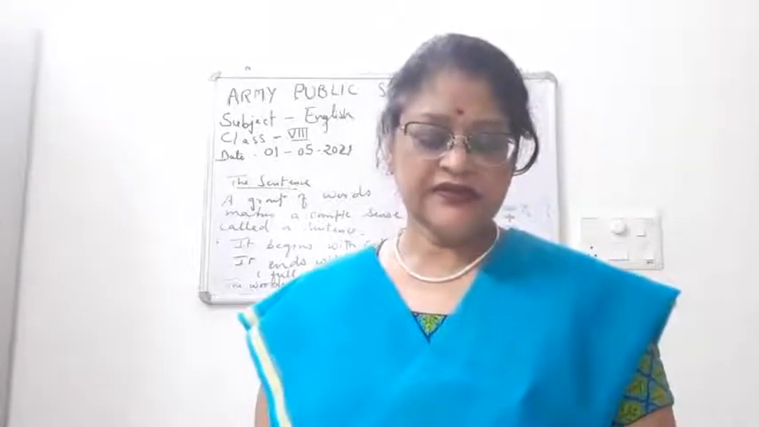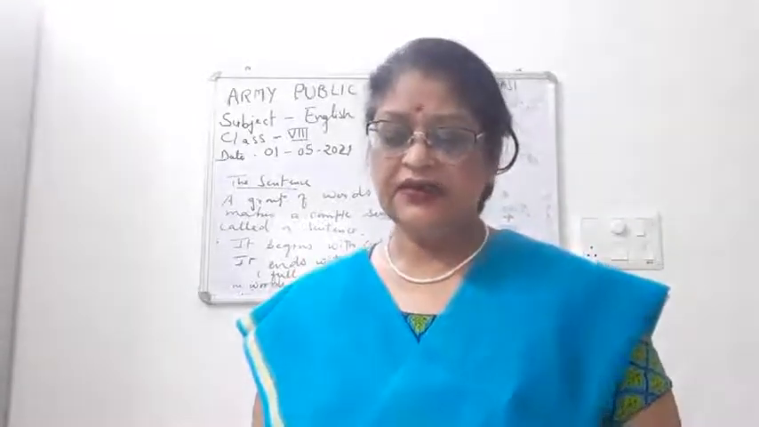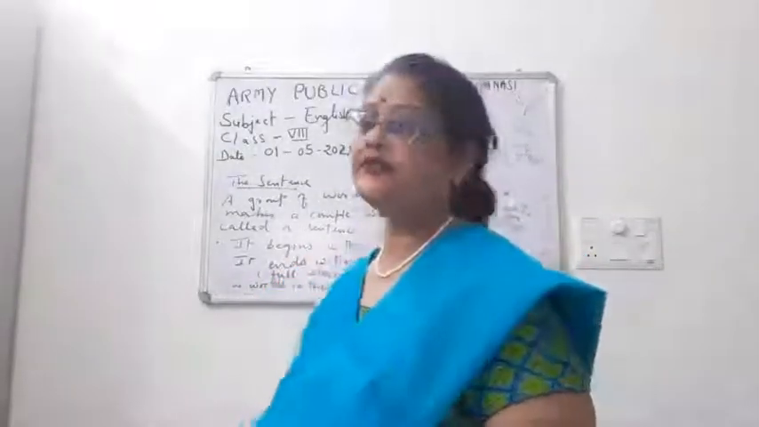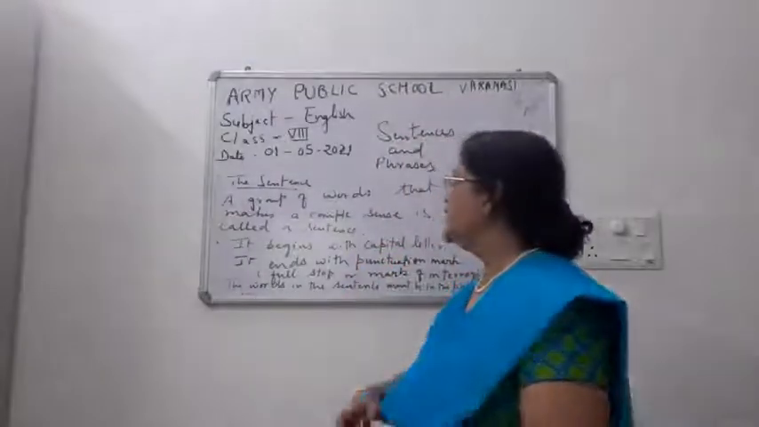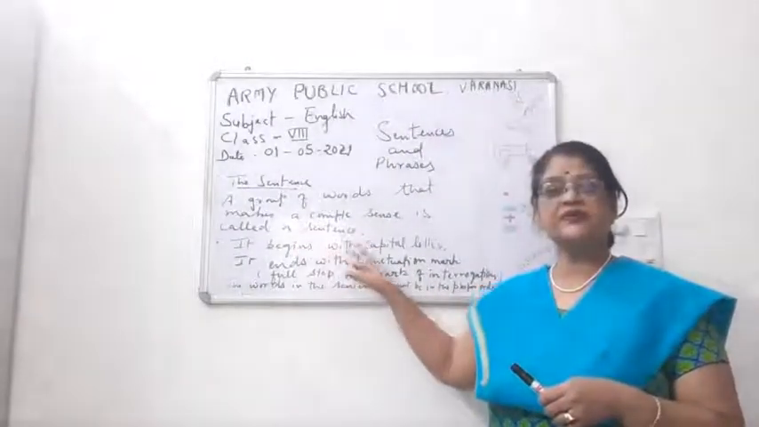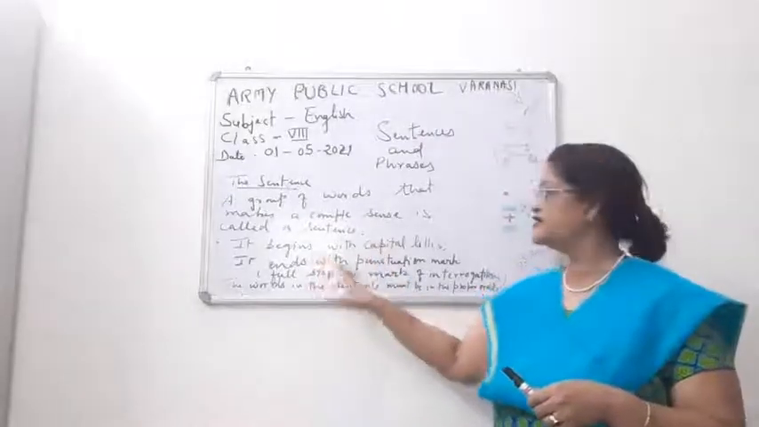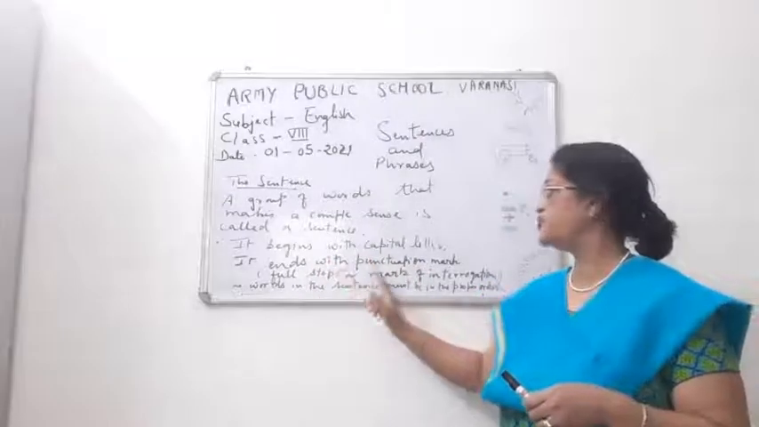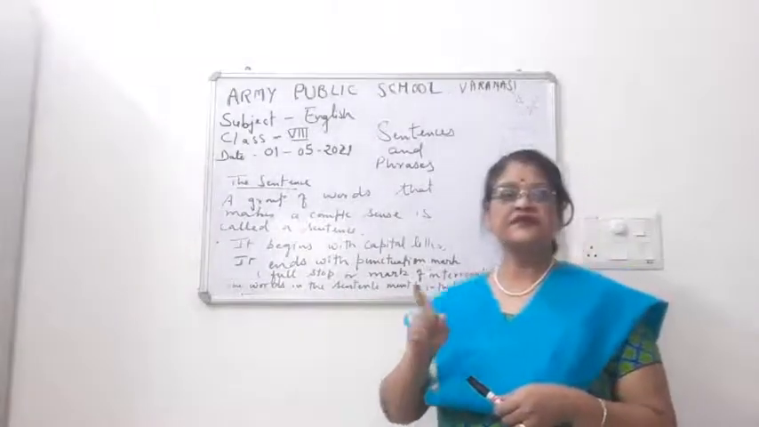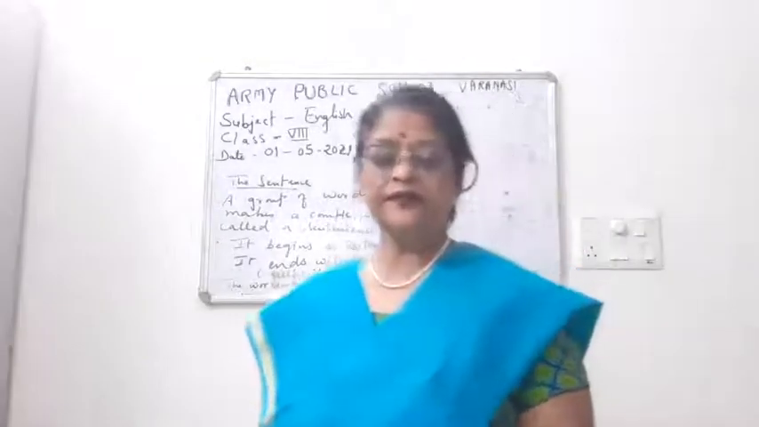So children, this is a sentence. Now my next topic will be parts of a sentence. I think this is clear to you. A group of words that makes a complete sense is known as a sentence. It always begins with a capital letter. It ends with a punctuation mark like a full stop or mark of interrogation. The words in the sentence must be in the proper order.